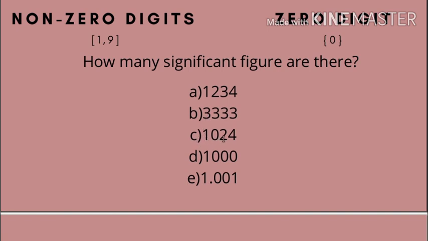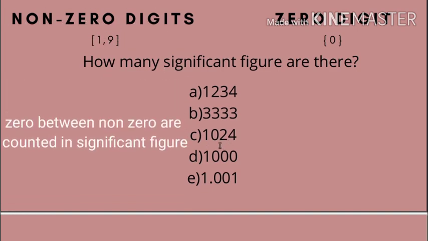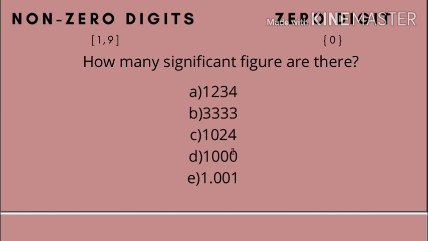Now for the C, 1 0 2 4. For this, look at the 0. This 0 is in between non-zero digits, means 1 and 2 are non-zero and 0 is lying in between them. So this will also be counted as significant figure. Rule number 2. So 1 0 2 4, how many significant figures are there? 4 significant figures.